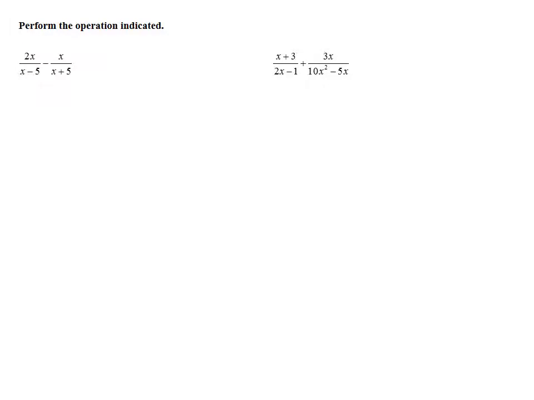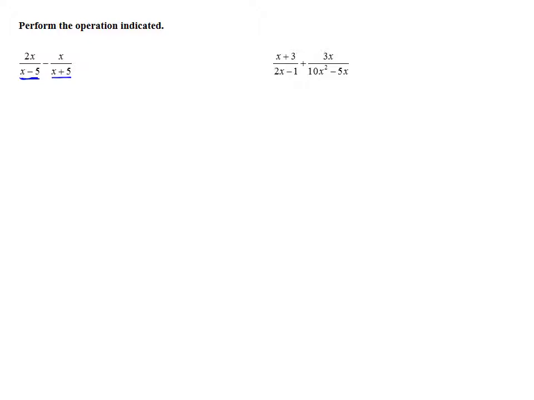The only way to get good at this process of adding and subtracting is to do it. So let's look at some examples. In our first example, we have 2x over x minus 5, subtract the fraction x over x plus 5. What we have right now is a denominator of x minus 5 and a second denominator of x plus 5. They look like they're very close to being the same, but they're not. There's a big difference between having x minus 5 and x plus 5.